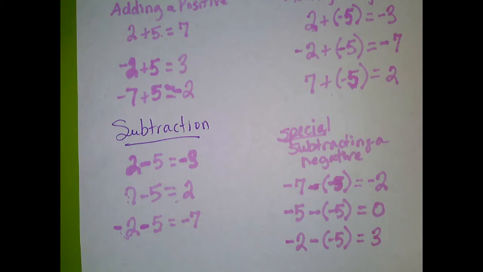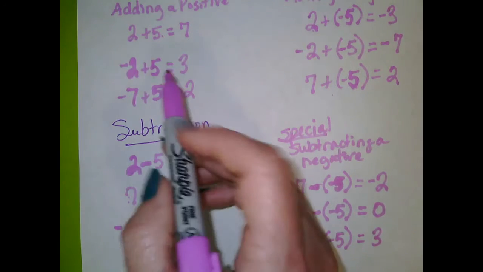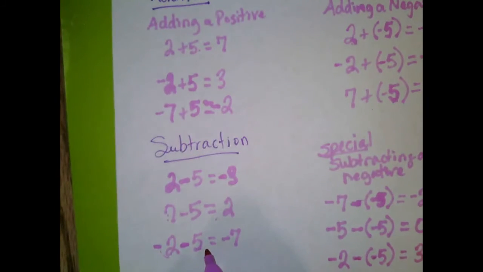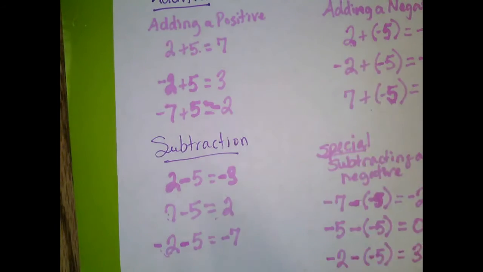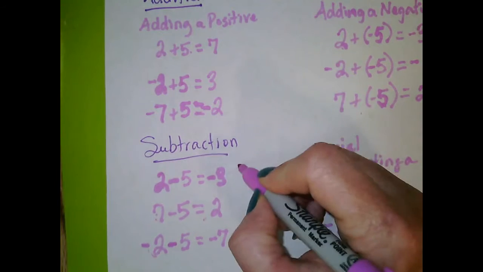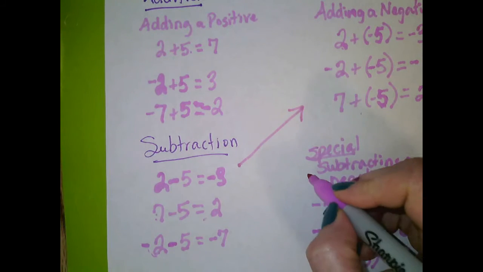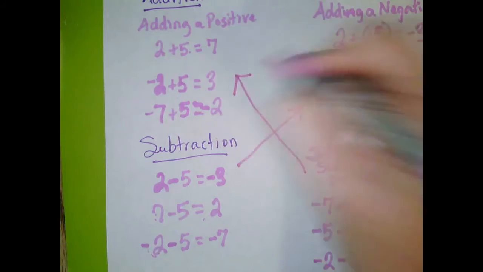So that is my take on subtracting a negative. These are basically, to me, the same thing as adding a positive value. So subtracting a negative is like adding a positive. Subtracting a positive is like adding a negative. So I'm going to point that direction for this, and I'm going to point that direction for that.